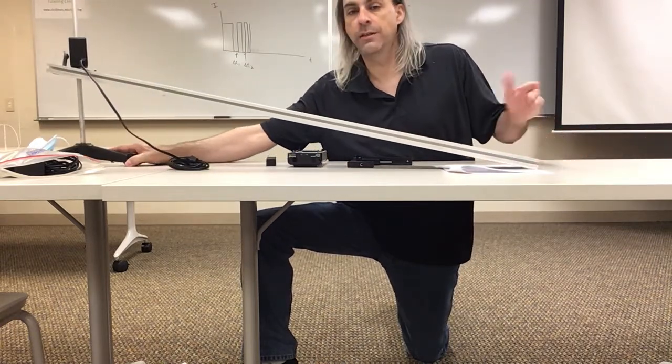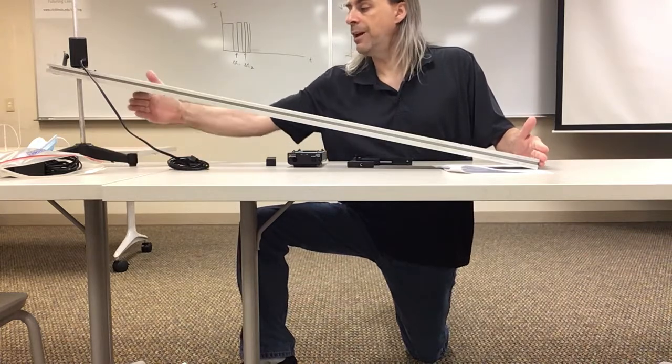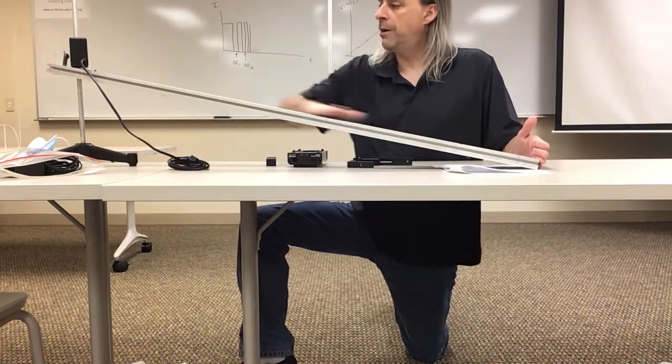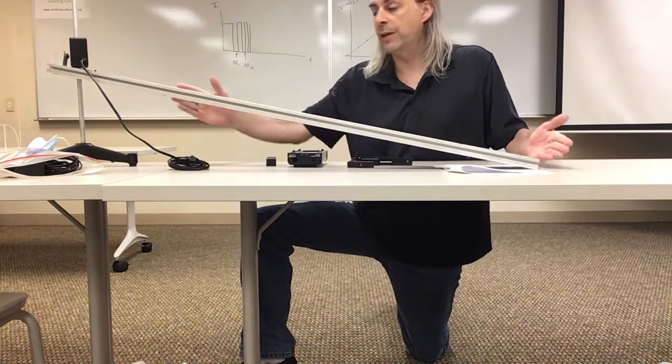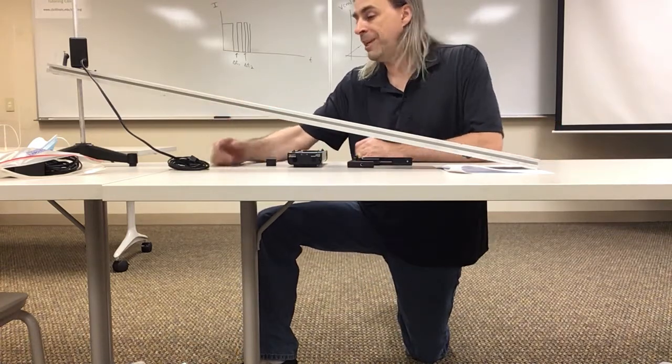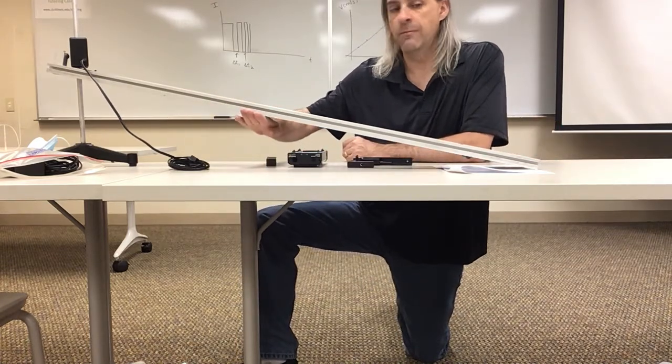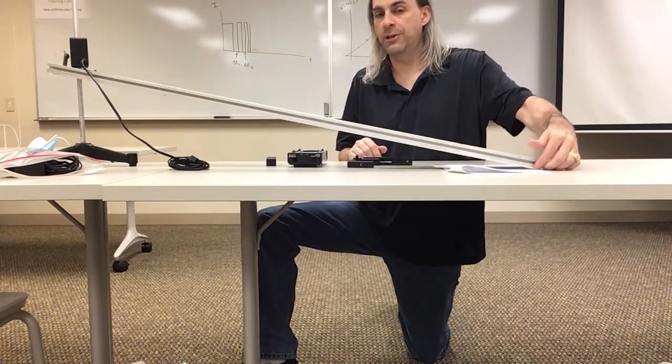Like this, the end is on the ground. So here you can measure the height and compare that to the length of the track. You have a triangle here. And you want to be careful that you measure from the table to the bottom of the track, because the bottom of the track here is on the table.